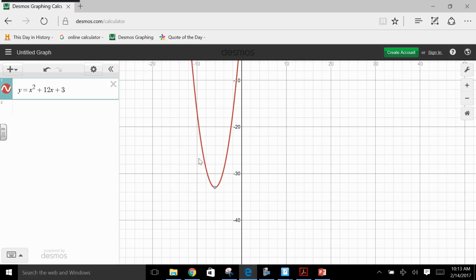Now, what would be the vertex of this parabola? Well, look at the bottommost point right there. There's your vertex. The x coordinate is negative 6. The y coordinate is negative 33.